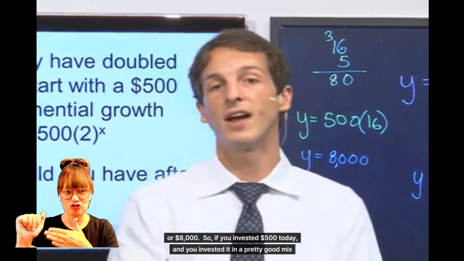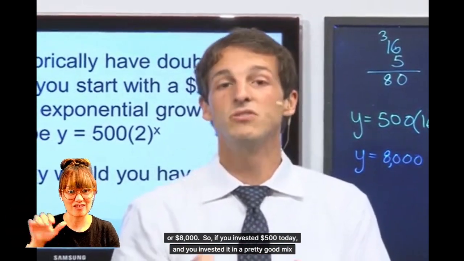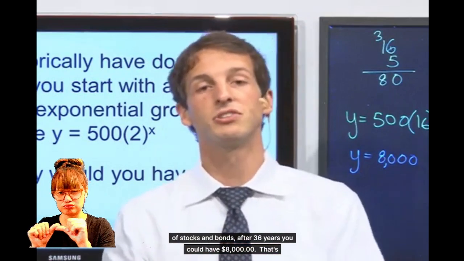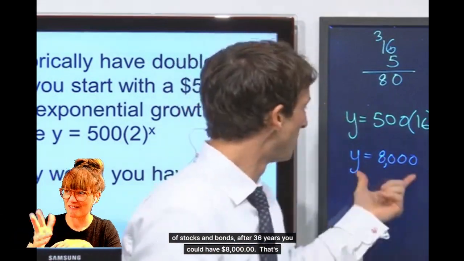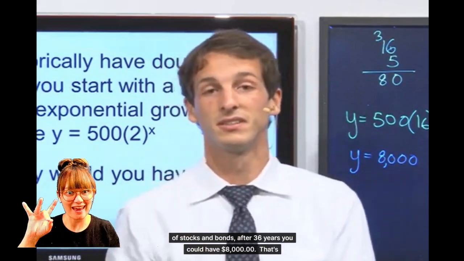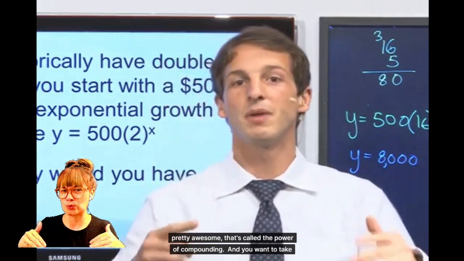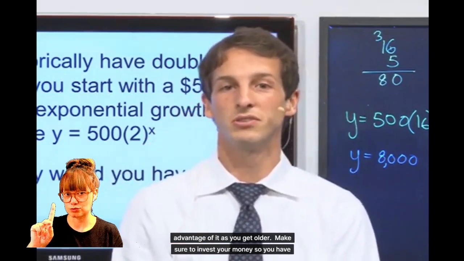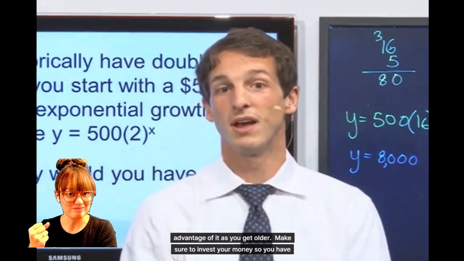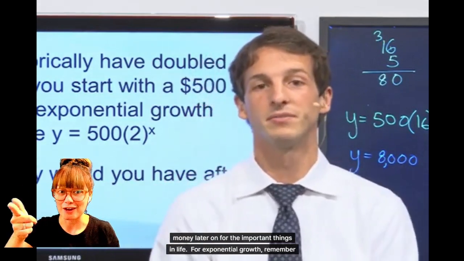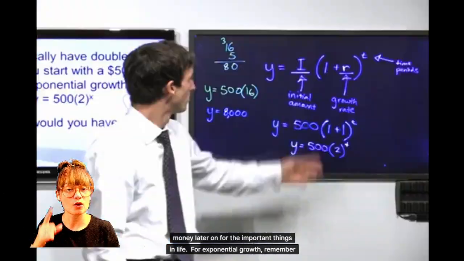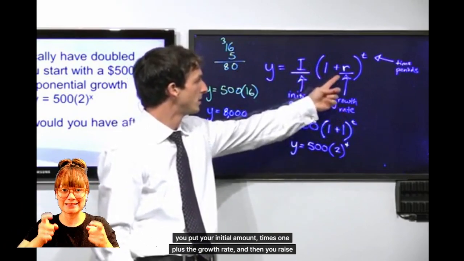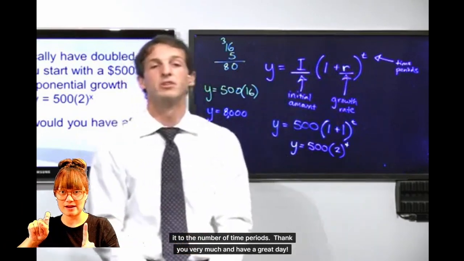So if you invested $500 today, and you invested it in a pretty good mix of stocks and bonds, after 36 years, you could have $8,000. That's pretty awesome. That's called the power of compounding. And you want to take advantage of that as you get older. Make sure to invest your money so you have money later on for the important things in life. For exponential growth, remember, you put your initial amount times 1 plus the growth rate, and then you raise that to the number of time periods.